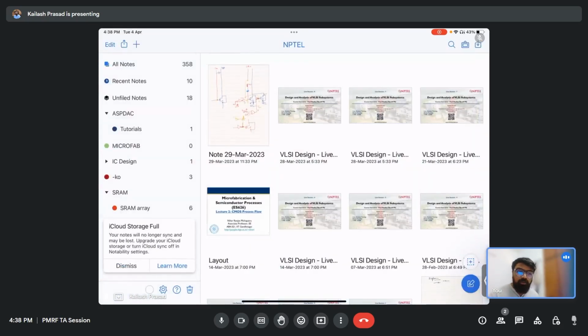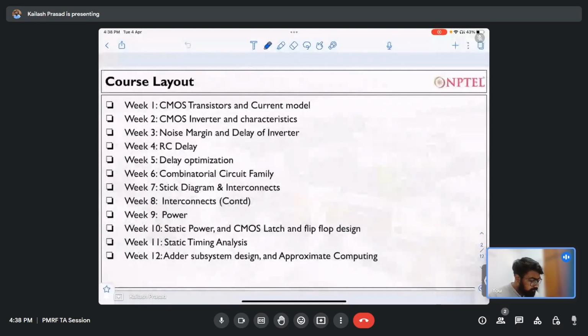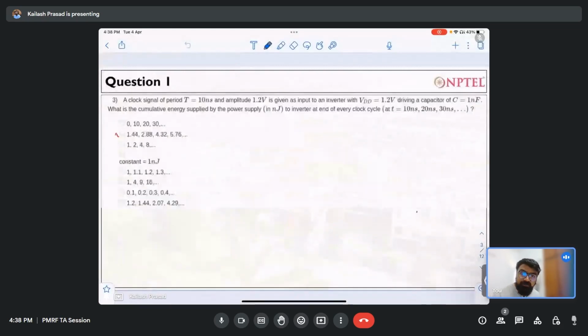Now coming back to this lecture, let's move to the first question. What we have done as of now is calculate power. Power is alpha C VDD square F. Then we have also calculated the alpha in one of the questions. Now this question states that there is a clock signal with a period T equal to 10 nanoseconds, with an amplitude VDD equal to 1.2 volt.